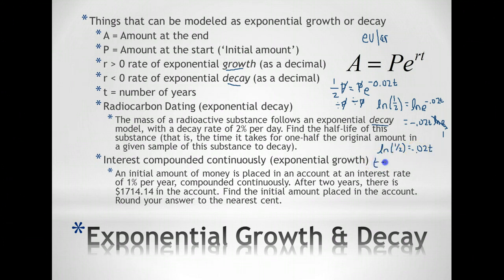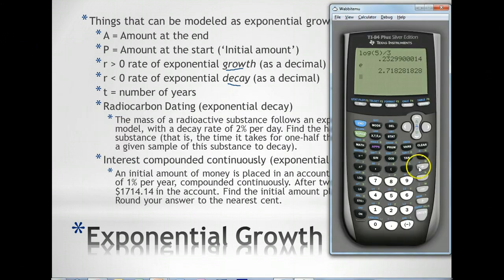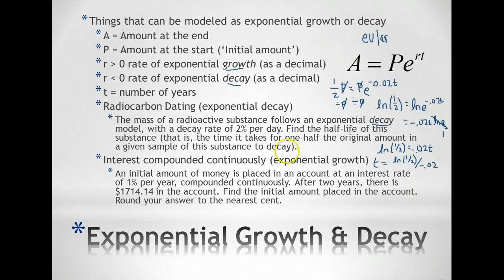t is equal to natural log of 1/2 divided by negative 0.02. Now, that is our exact answer. This is a word problem. Never leave your answer in exact form in a word problem. So I need to calculate it. Natural log of 1/2 divided by negative 0.02 is 34.657 days.